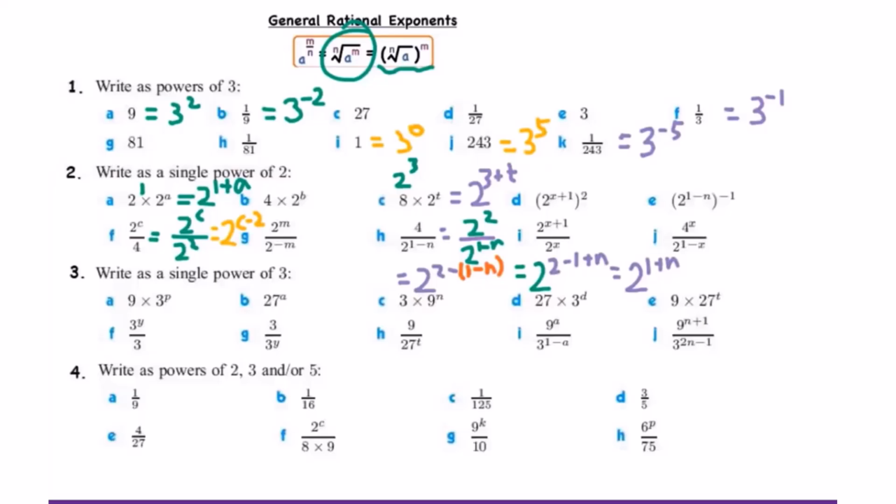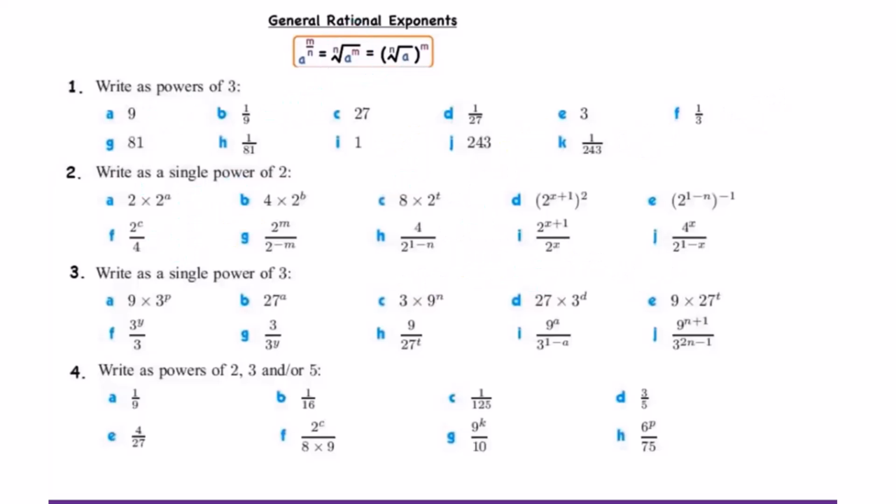For D, I can write 2 to the 2 times x plus 1. That means 2x plus 2. For the E, you still need to do the distributive property. So you will get 2 to the negative 1 plus n.